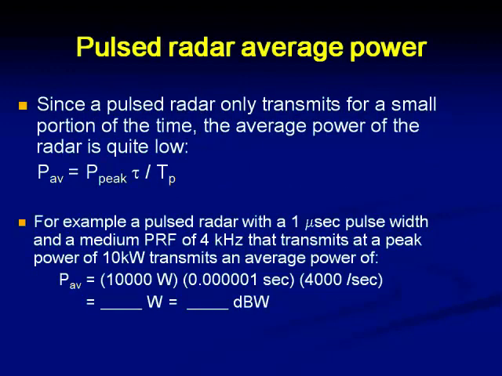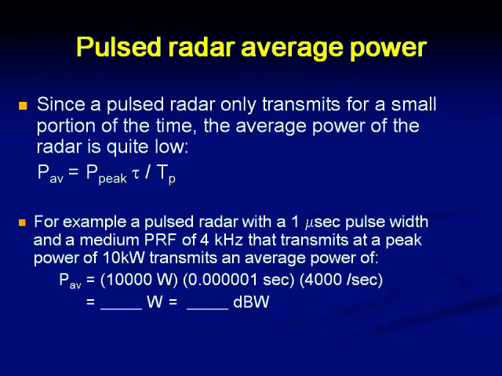Now let us spend a bit of time on pulsed radar average power. Since a pulsed radar only transmits for a small portion of the time, the average power is given by the peak power times the pulse duration divided by the total pulse period. We'll take a simple example, that is a pulsed radar with a 1 microsecond pulse width and a medium PRF of the order of 4 kilohertz that transmits a peak power of 10 kilowatts. In such a case, what is the average power of this?